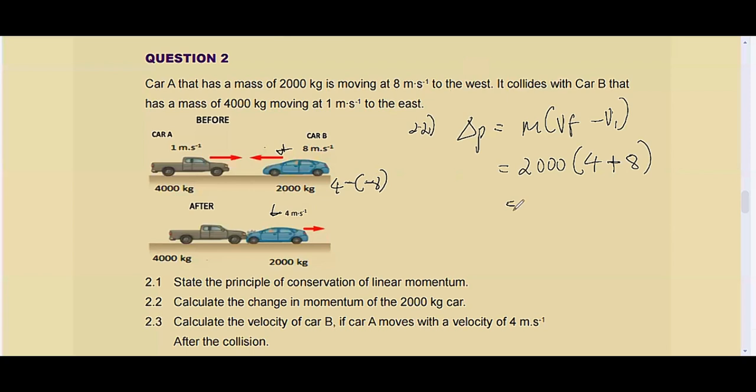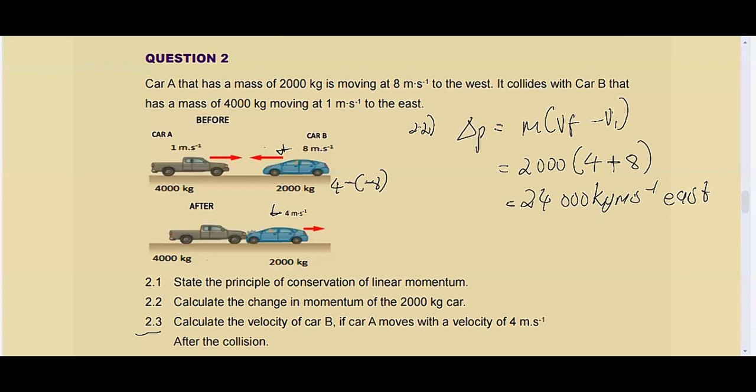Then 2,000 times 4 plus 8, that will give us 24,000 kg meters per second. And since now our value is a positive, that means our momentum is to the eastern direction, right? So that's 24,000 kg meters per second east. Then 2.3 says calculate the velocity of car B if car A moves with a velocity of 4 meters per second after the collision, right? So how are we supposed to do that?